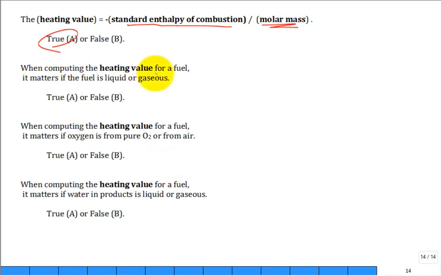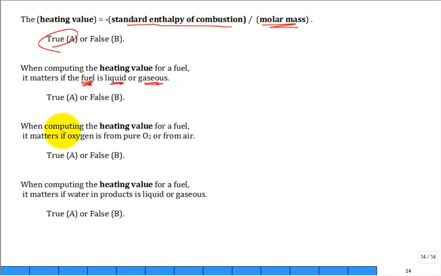When computing the heating value of fuel, it matters if the fuel is liquid or gaseous. Will liquid octane have a different heating value than gaseous octane? Yeah, it will. If you have your tables, you can look that up.